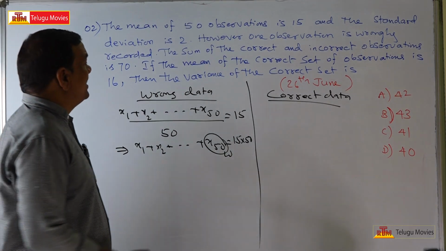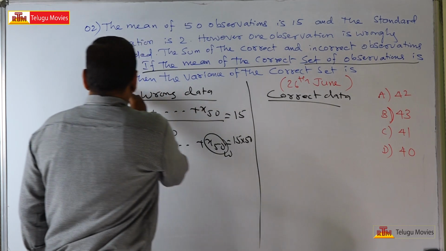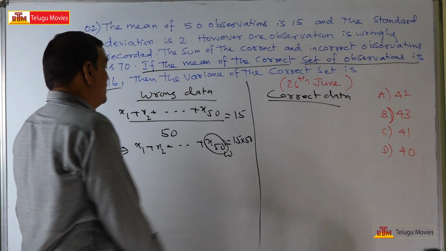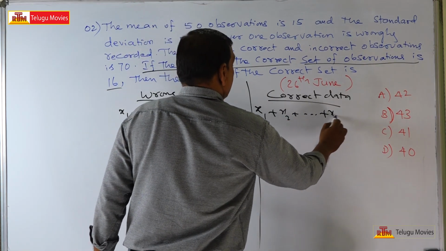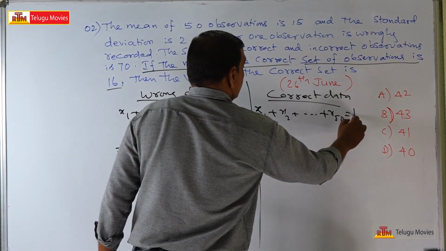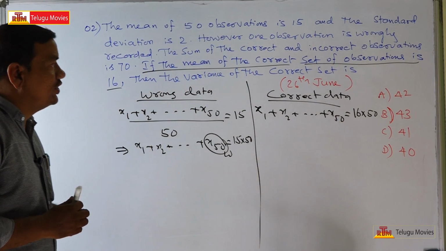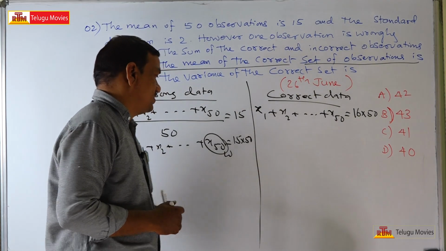What is the correct data given? If the mean of the correct set of observations is 16, that means X1 plus X2 plus so on up to X50 is equal to 16 into 50. That means the sum of the observations divided by the number of observations.